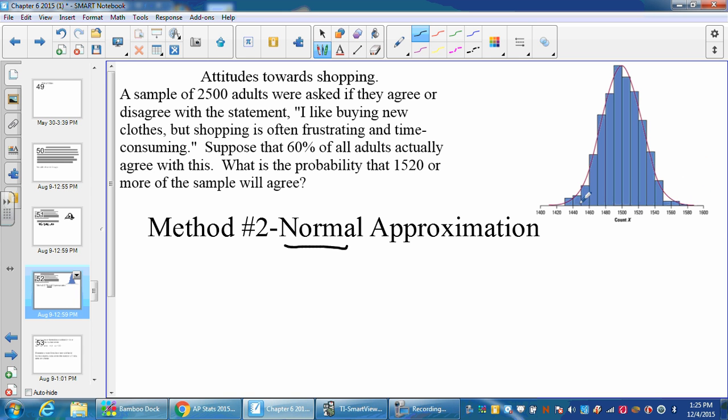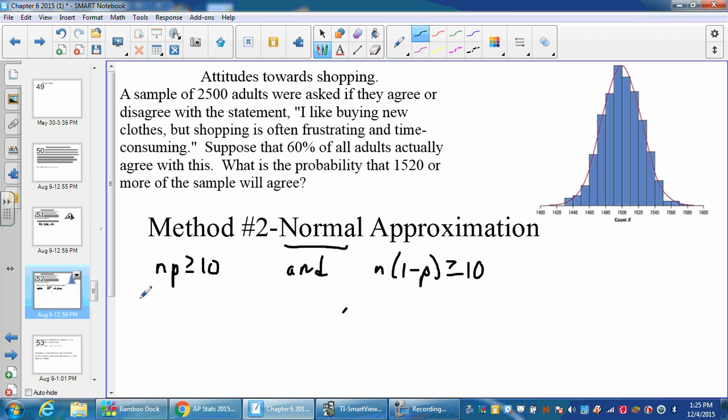You can use a normal approximation whenever n times p is greater than or equal to 10, and n times 1 minus p is greater than or equal to 10. Now, these two things you'll have to remember for the next 6 chapters. You'll be doing them for the rest of the year. So you should get used to it now. We'll have to prove that it's a normal distribution before we can use our normal approximation.